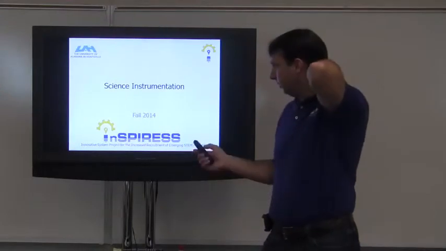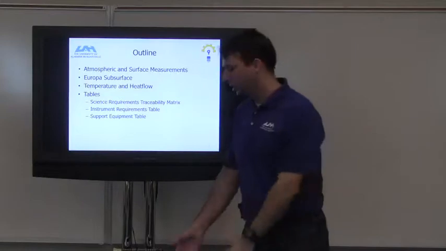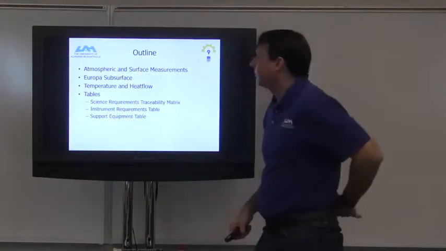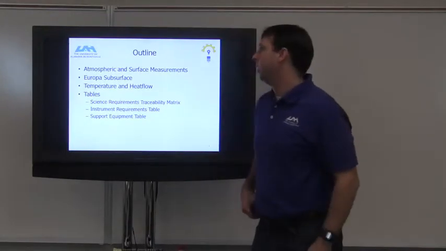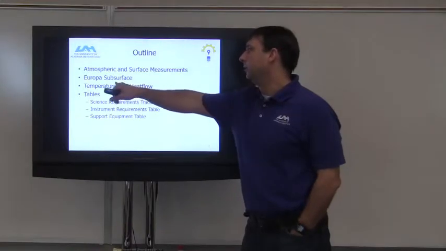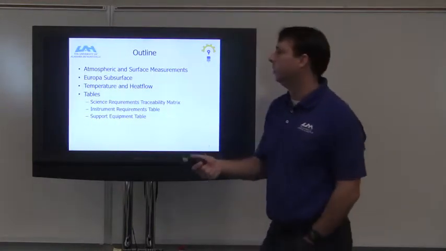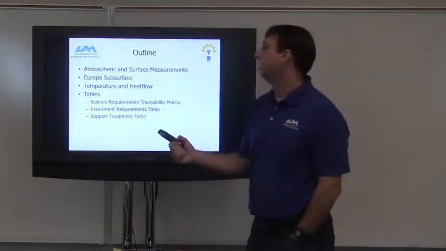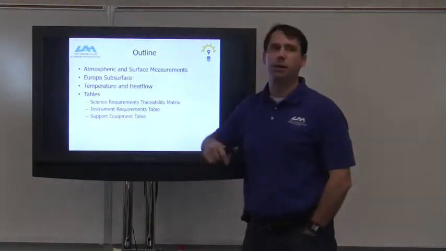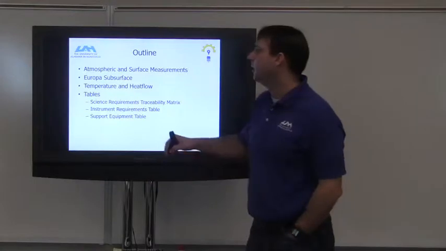So, science instrumentation. Outline. Basically, like I talked about in the previous video, there are atmospheric and surface measurements you can do. There are subsurface measurements on Europa you can do. There are plume measurements also. There are Jupiter measurements also. But I'm going to skip those because those are covered up here as far as how those science objectives would be accomplished.